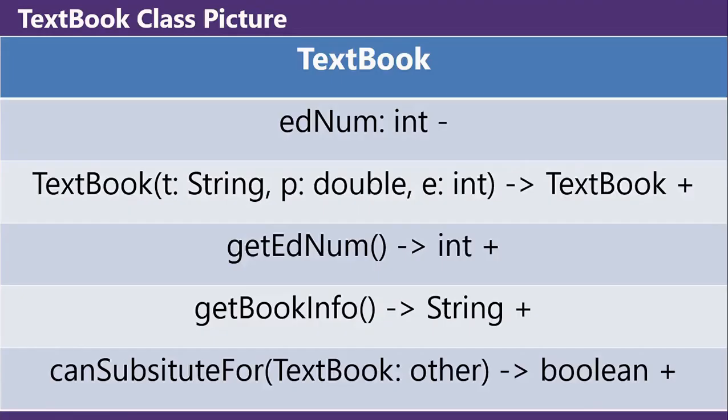For the Textbook class, you'd draw this picture. You'd have a private integer member, edition number. You'd have a Textbook constructor that takes in a string argument T, a double argument P, an integer argument E, which stands for title, price, edition number, and it will return the textbook and it will be public. You'll have an edition number getter that will be public and return int. You'll have a book info getter that will return a string and be public. And then finally, you'll have a canSubstituteFor method that will take in a Textbook argument that's the other textbook and will return a boolean and it will also be public.